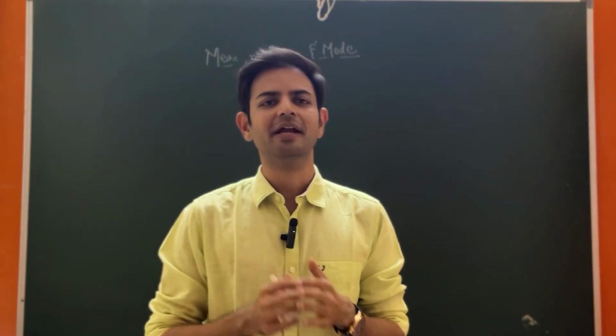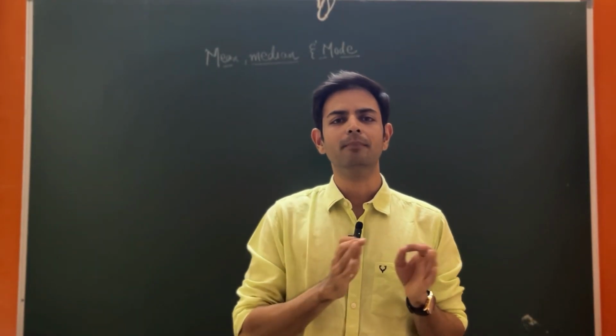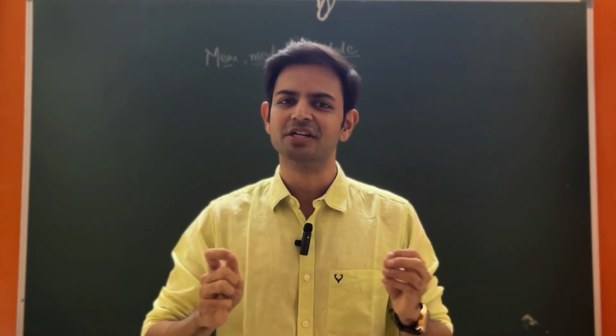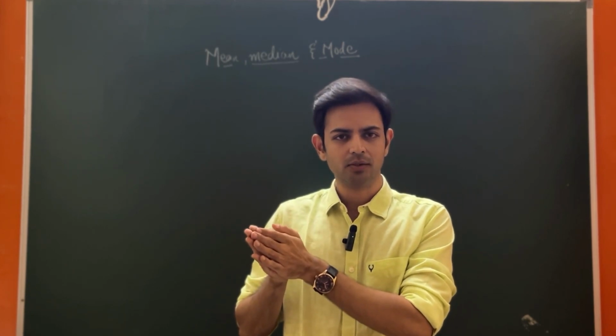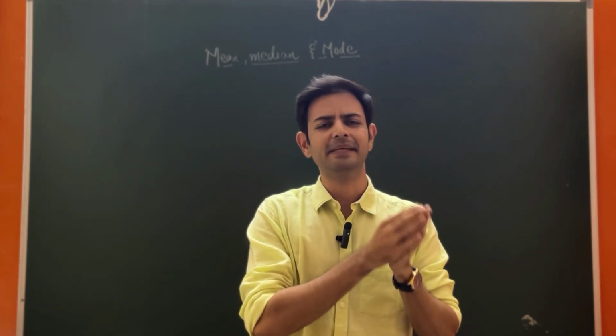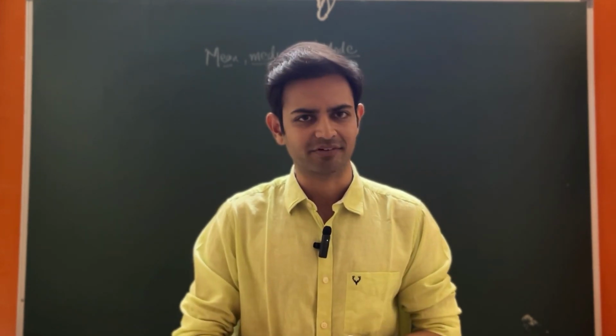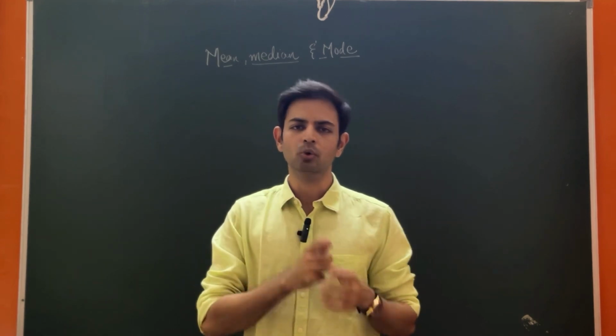In this video, we will understand the concept of mean, median and mode. Now, mean, median and mode are the ways to find the average of any given data. Mean is the most accurate one, median is a little less accurate, and mode is the least accurate way of finding the average. In this video, first we'll start with the ungrouped data.